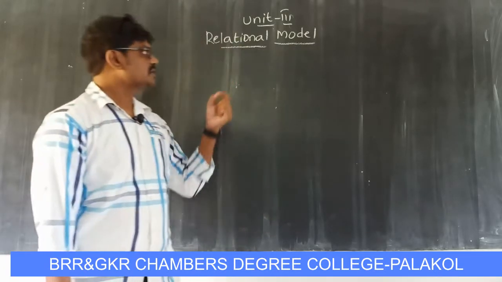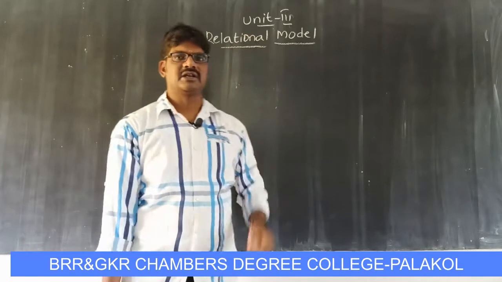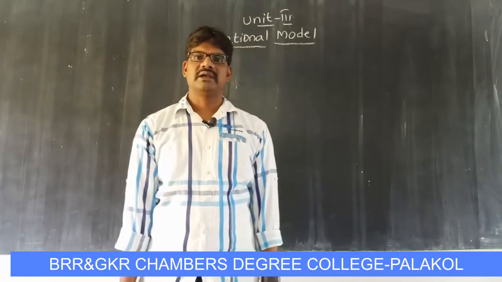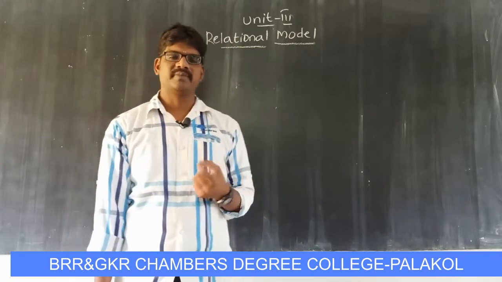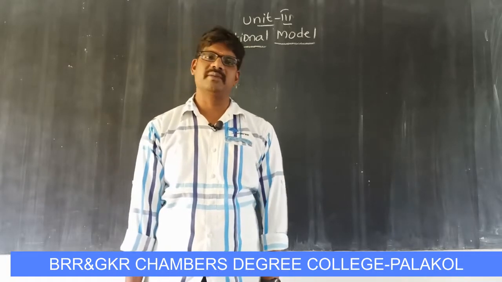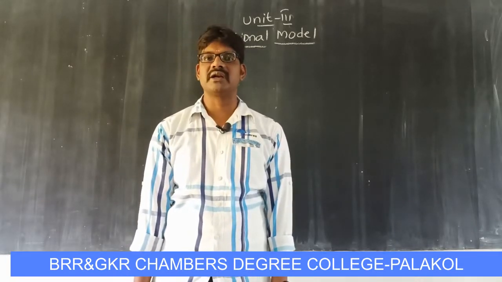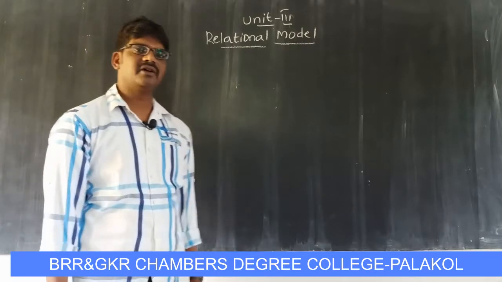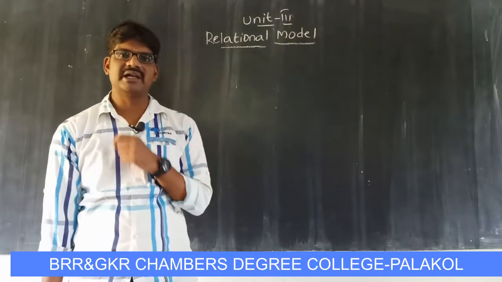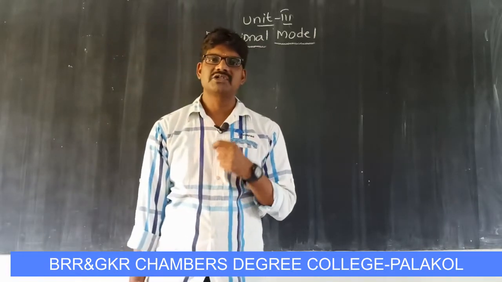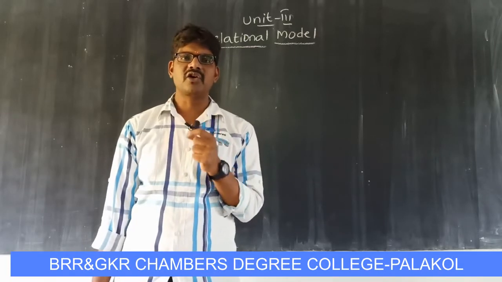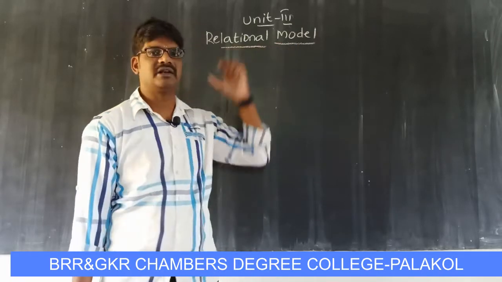Now, what is the relational model? In the relational data model, records are stored into tables. What is the meaning of record? The collection of fields, we call it a record. One record. So all the records in the table, we call it a relational model.